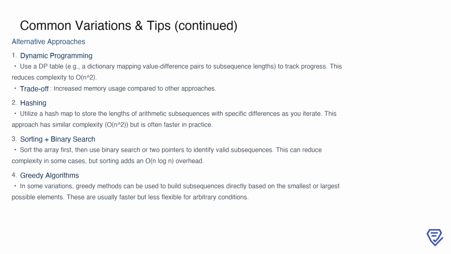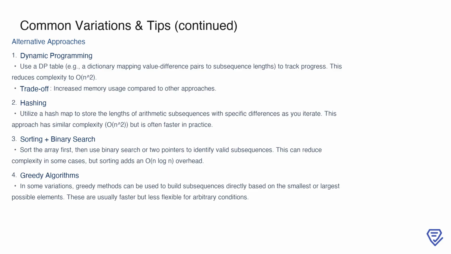To solve this problem efficiently, you can explore several alternative approaches. Dynamic programming is a powerful technique here. By using a DP table, such as a dictionary that maps value difference pairs to subsequence lengths, you can keep track of your progress effectively. While this reduces complexity to O(n squared), it does come with increased memory usage.